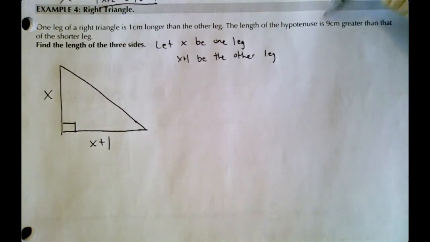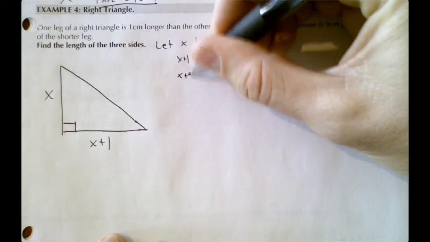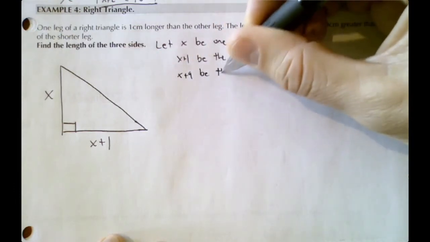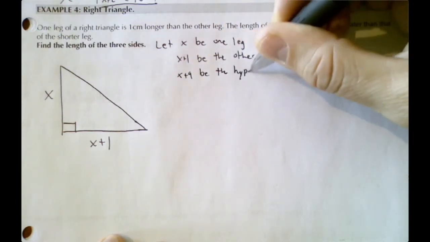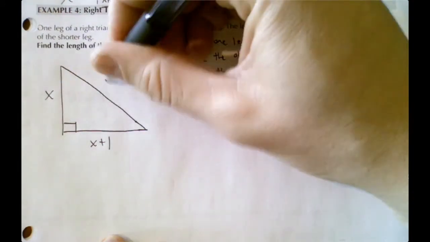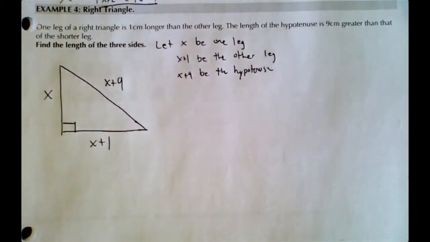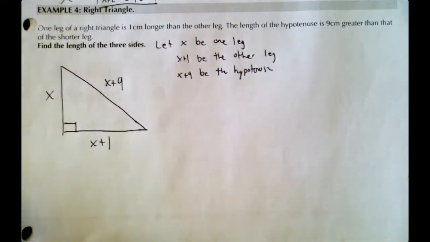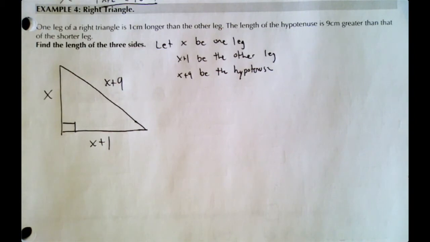The hypotenuse is 9 centimeters bigger than the shorter leg. So x plus 9 would be the hypotenuse. So how do we figure out the three sides? Well, we need some sort of relationship between these three sides that we can make an equation. Well, there is a famous equation for right angle triangles, and that's the Pythagorean theorem.